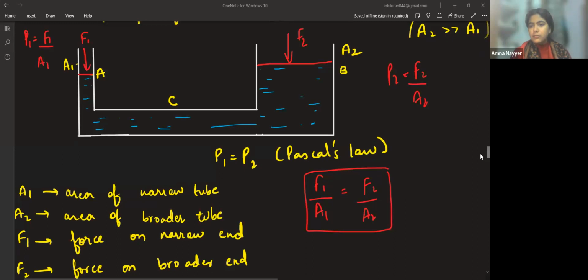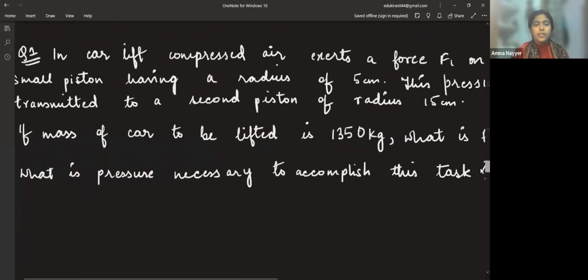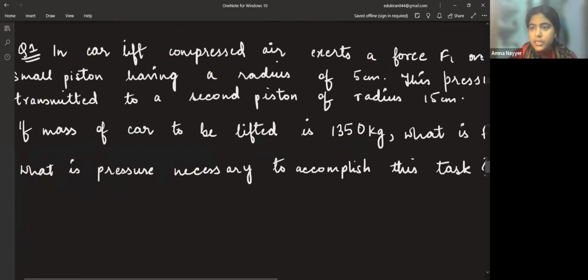So, a question we didn't see. Let's see this question then. This question says that in a car lift, compressed air exerts a force F1 on a small piston having a radius of 5 centimeters. This pressure is transmitted to a second piston of radius 15 centimeters. If the mass of the car to be lifted is 1350 kg, what is F1? What is the pressure necessary to accomplish this task?